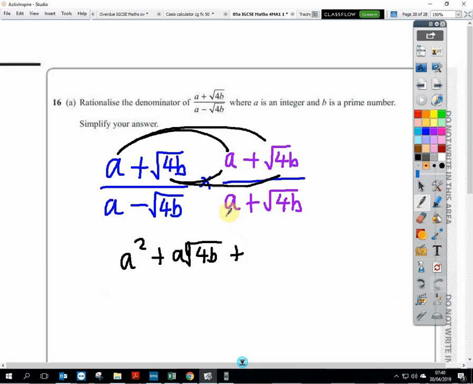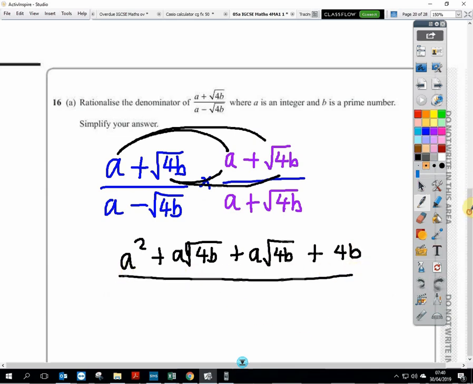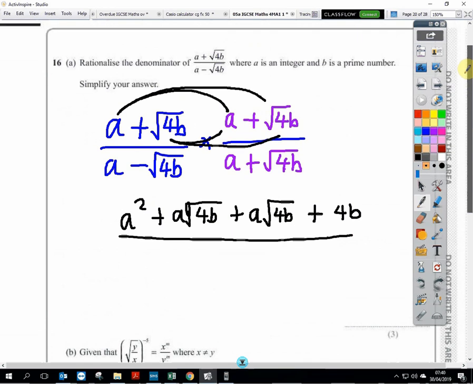In the middle, a times root 4b is a root 4b. And finally, we have a positive and a positive, which makes positive when we multiply. And when you times a surd by itself, you just end up with what's inside it. So you just end up with 4b. Okay. In the denominator, let's have a look at what happens.